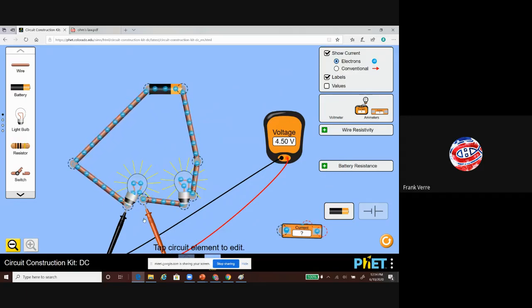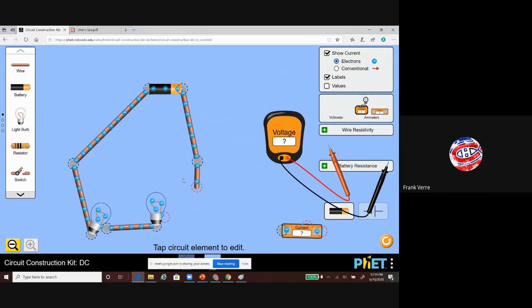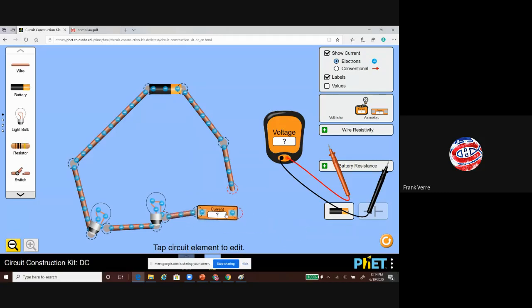I can then also put in my ammeter. Remember, the ammeter has to be connected in series. So I can make this a little bit bigger, and I can connect my ammeter to this. And it's showing that the current is 0.45 amps. Now, before, if you remember, the current was 0.9 amps. So it seems that the current is going down.